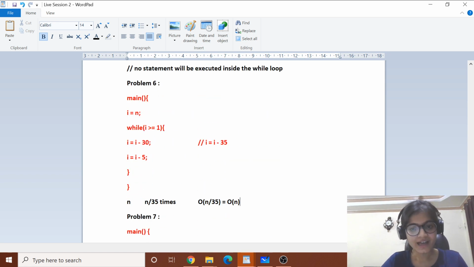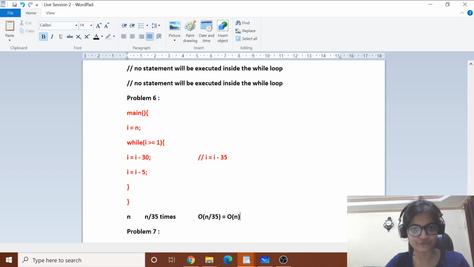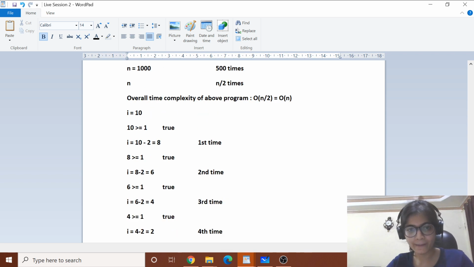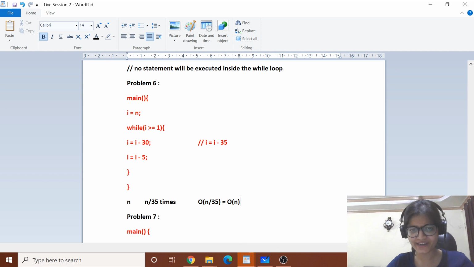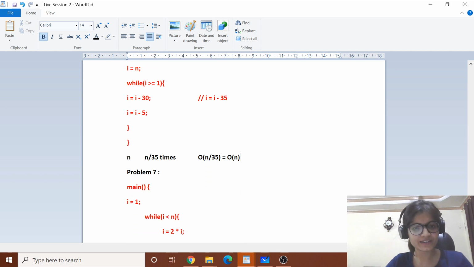But still, I recommend everyone to write again with the help of your copy and pen and try to analyze how it will be n by 35. I showed it for n by 2. You take an example, take n as some big value, any value you can take, because we are decreasing it by 35. So we can take the value of n as 100, or 200, and just analyze how many times this n value goes down.